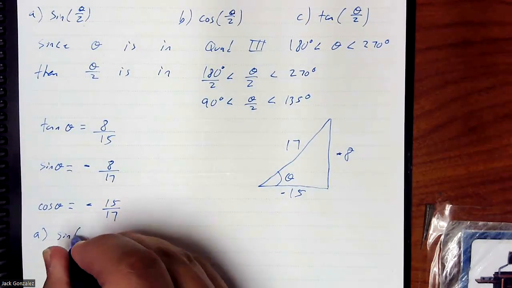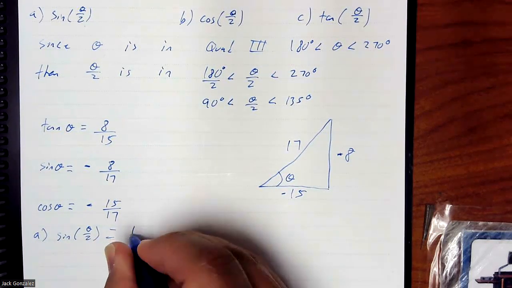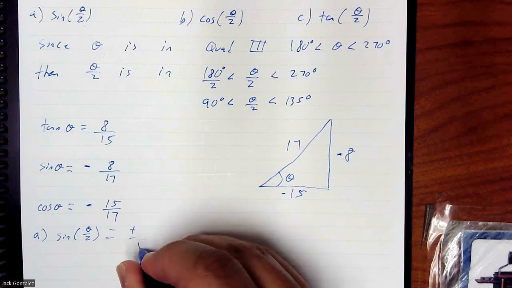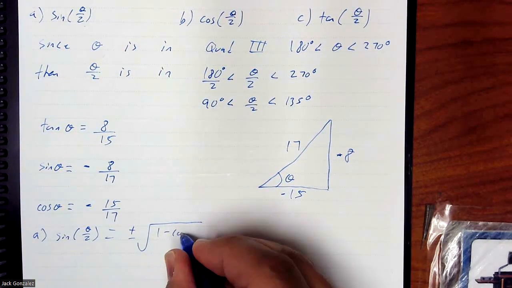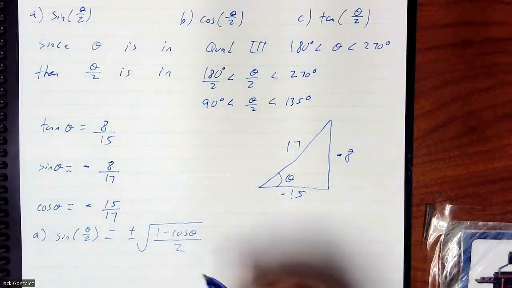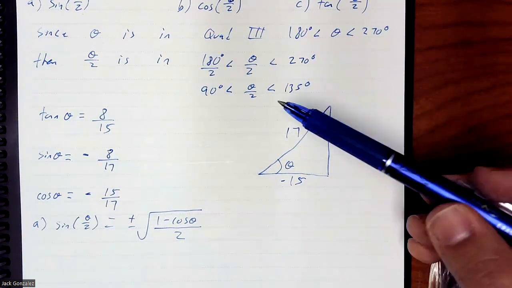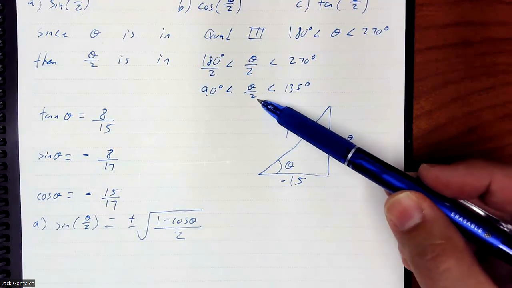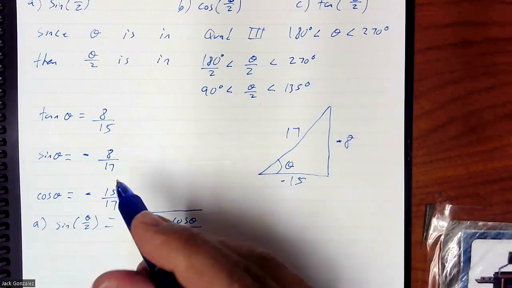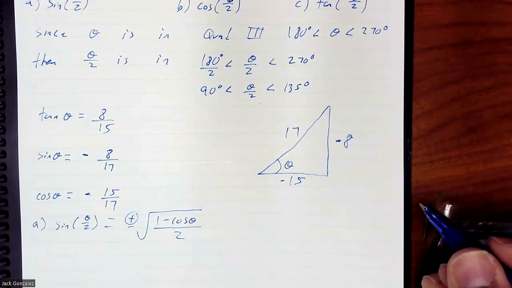The sine of theta over 2 is equal to plus or minus the square root of (1 minus cosine) over 2. Do I pick plus or minus? We're going to pick plus because the location of the half angle is quadrant 2, which means that sine is positive there. So I choose plus. Is that clear?